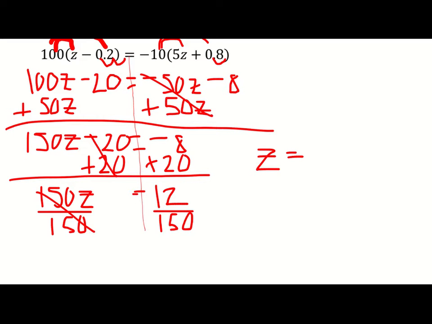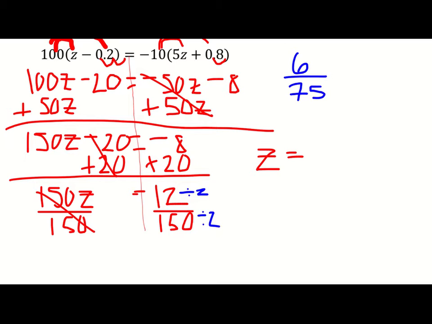So 150 does not go into 12 because it's just too big of a number. So what I need to do is simplify this fraction if it can be. Well, I see that both of the numbers are even, 12 and 150. And I know even numbers can always be divided by 2. So that's how I'm going to start simplifying. I'm going to divide by 2, top and bottom. 12 divided by 2 is 6. And 150 divided by 2 is 75. So I have the fraction 6 over 75.